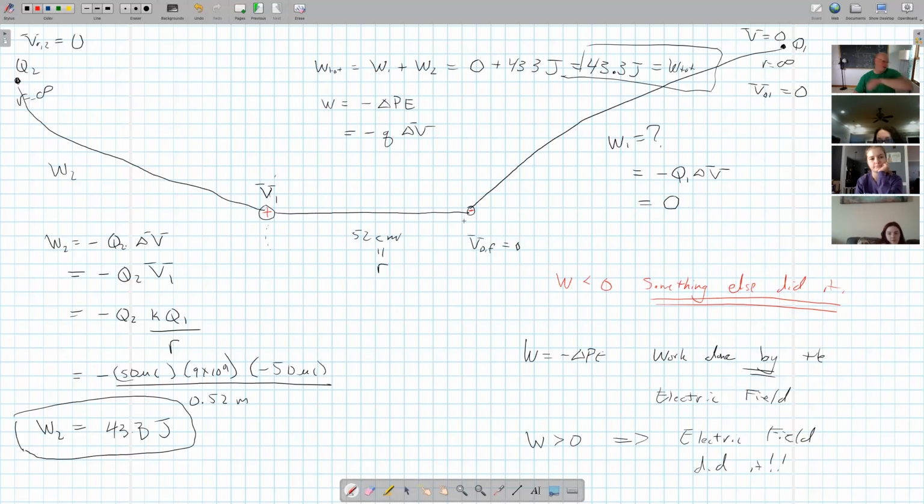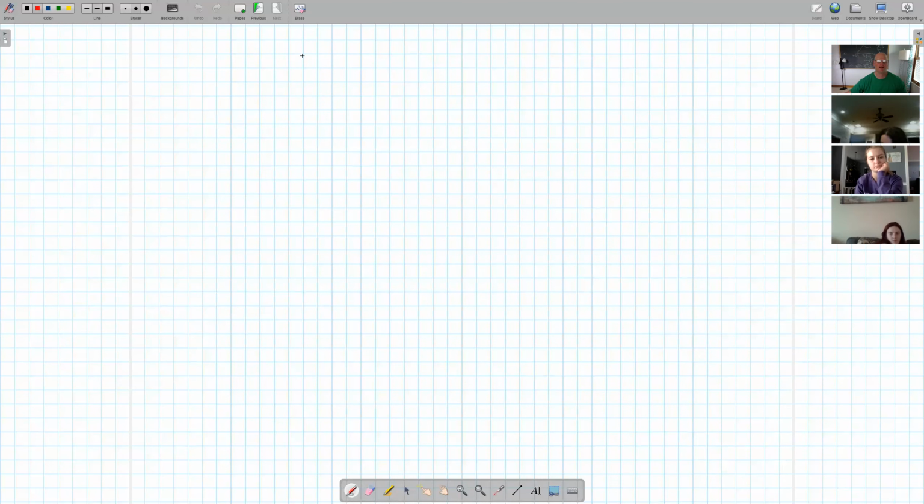So, last thing we're going to talk about today is, first of all, why this room is so hot, and then second of all, what we call equipotential surfaces. So let's talk about some equipotential surfaces.